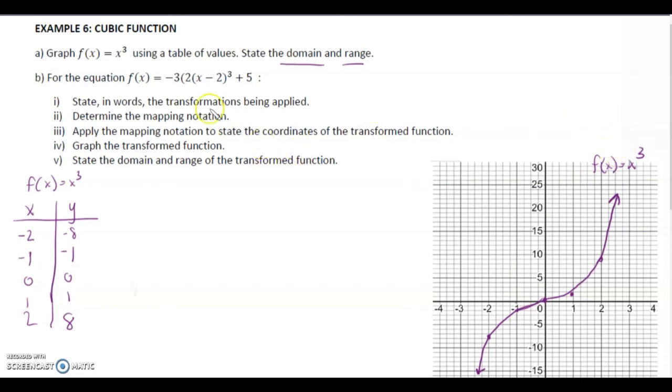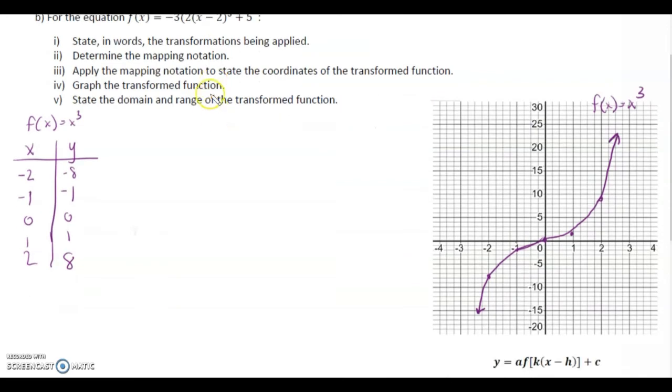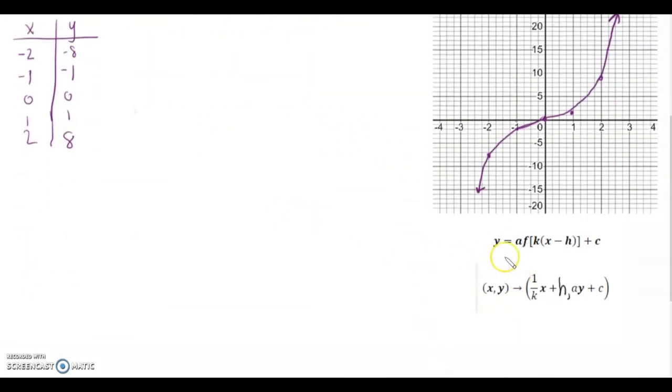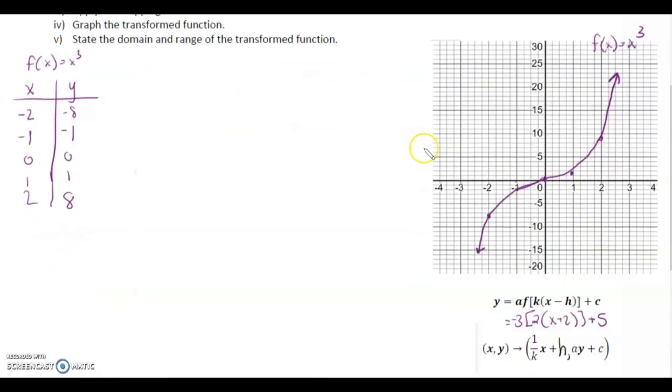Okay. Now, state in words the transformations. Okay, I'm going to copy this down here. So -3, 2, x plus 2, plus 5. I'm going to just double check that. -3, 2, -2. Oh, this is a -2. Okay, and then the function, which is here, would be cubed.